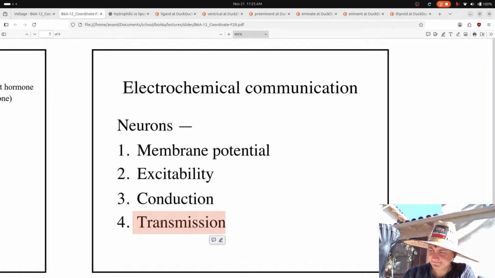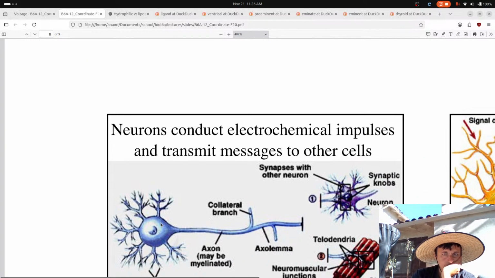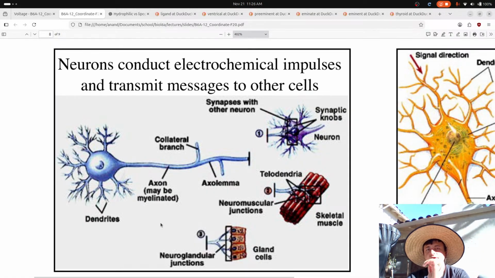So we have neurons, and we have the membrane potential. We have excitability. We have conduction and transmission. Neurons conduct electrochemical impulses and transmit messages to other cells.